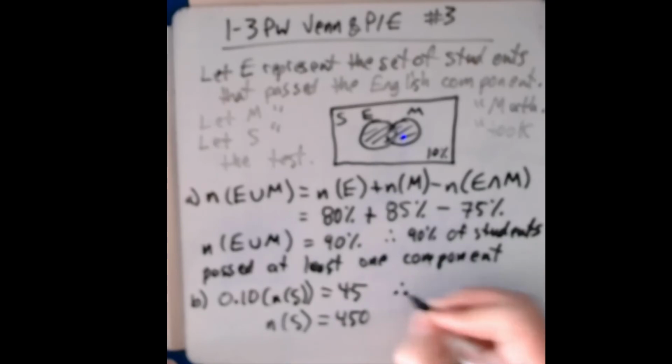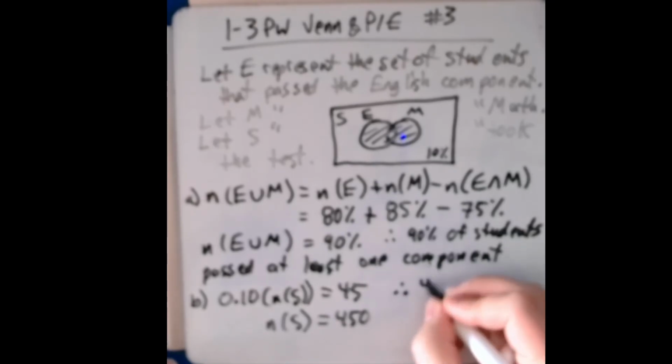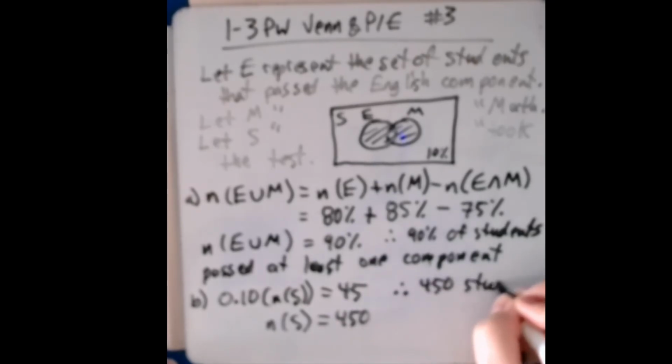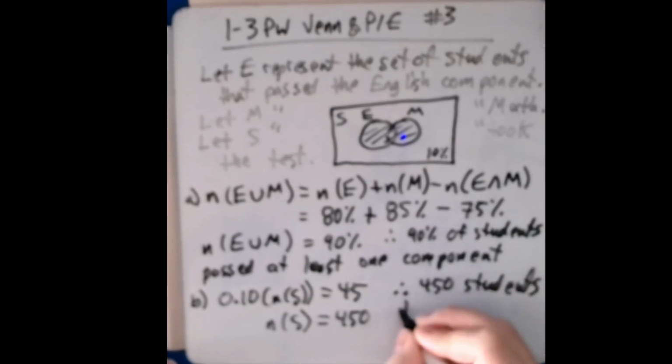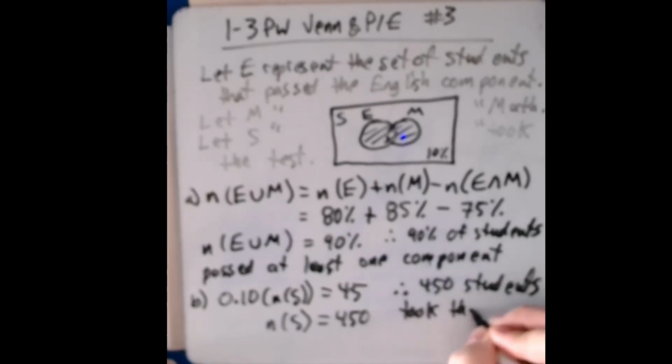And therefore, we know that 450 students took the test. And that is all that we were asked to find. We've successfully found it. We didn't need our Venn diagram, although it was helpful for illustrating a little bit. And if you check the answer key, that matches as well, so we can feel confident in our answers.